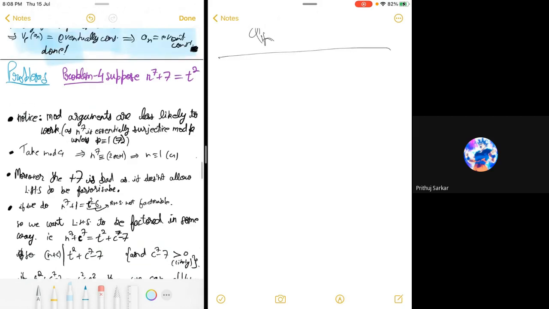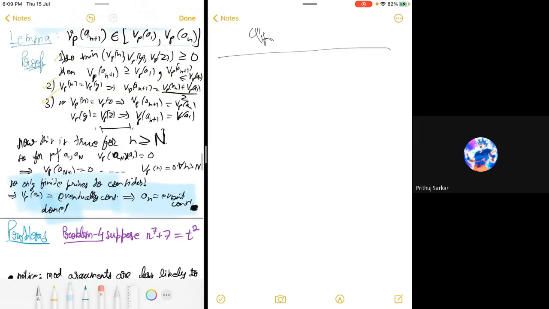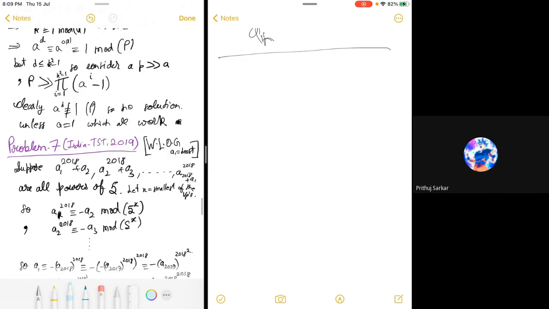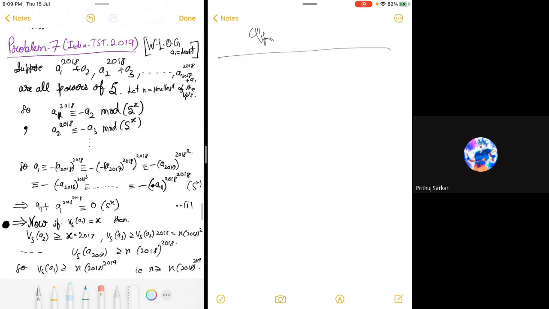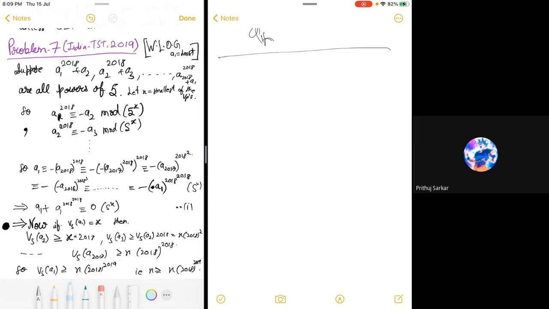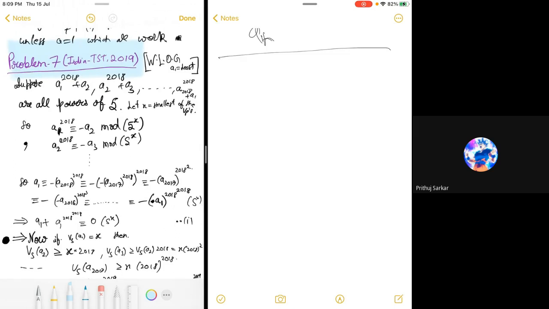I think we have about 20 minutes. So I think I will do some applications of the lifting the exponent lemma. This is India TST 2019 problem 7. We will be doing problem 7. You can see you have that handout I gave, right? So you can just see the problem statement.